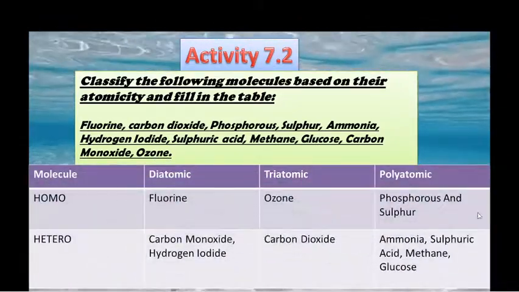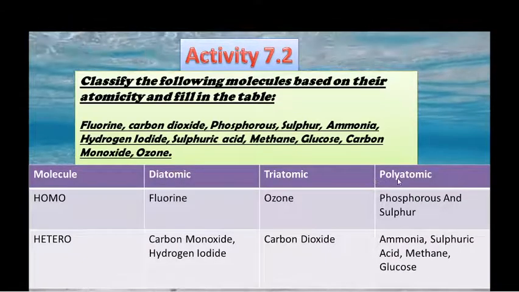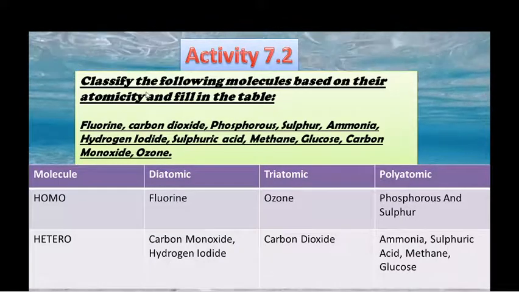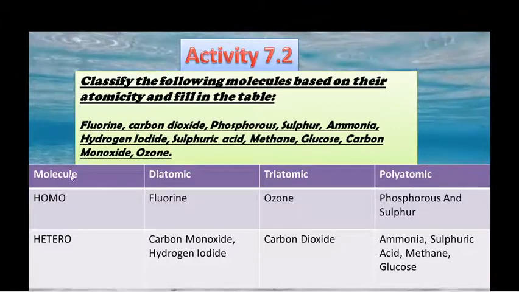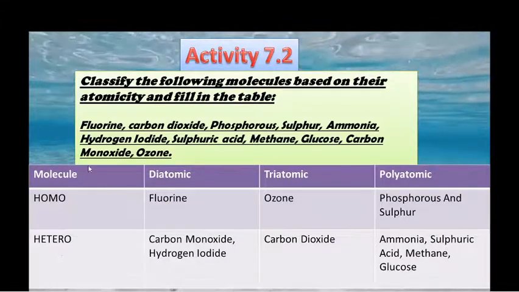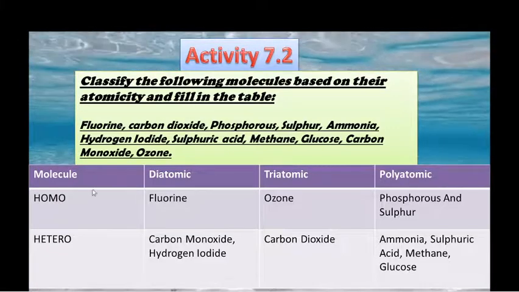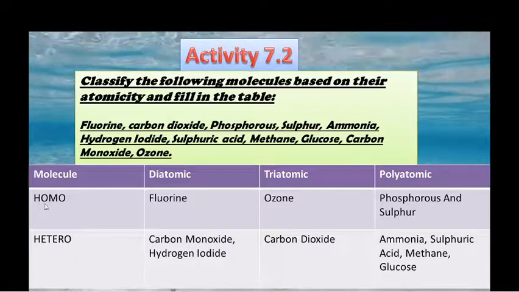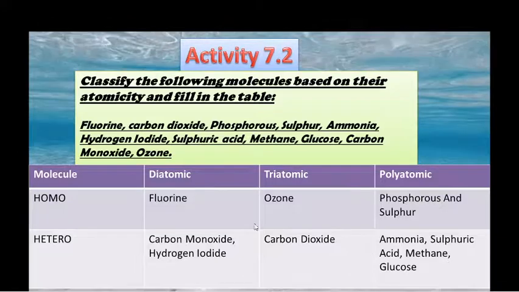This is the classification of atomicity. We have diatomic, triatomic, polyatomic. Before that, you have to know the atomicity. Atomicity is nothing but the number of atoms present in one molecule. So here we have two types of molecule, homoatomic molecule and heteroatomic molecule. Based on the atomicity, you are going to classify the molecules. Homoatomic and heteroatomic, with examples classified as diatomic, triatomic, polyatomic.